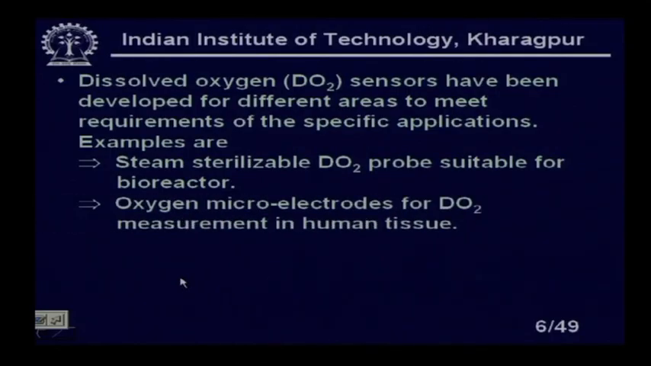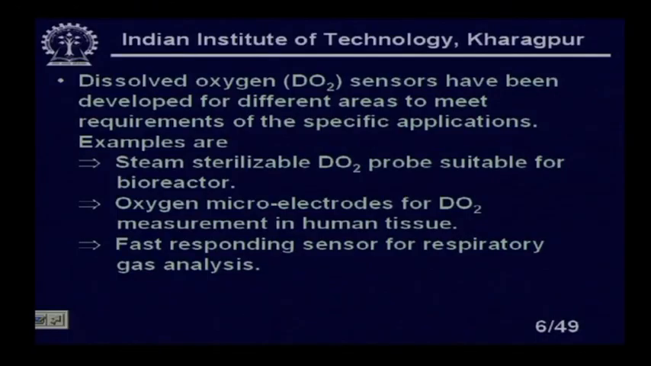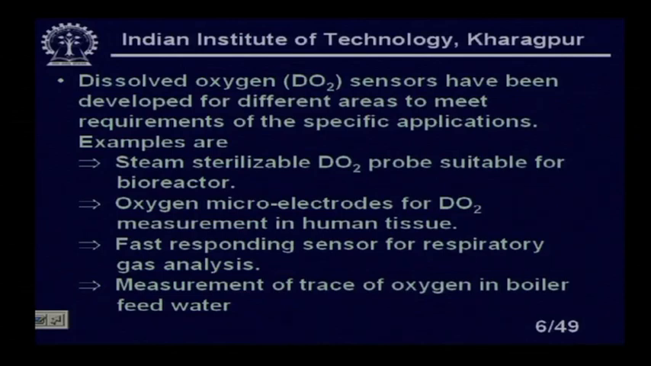Oxygen microelectrode for DO2 measurements in human tissues, right. Then the fast responding sensor for respiratory gas analysis, because in many cases the patients need to be fed oxygen. During that time you must know, because pure oxygen is very difficult, some form of impurity is always there. So, how much impurity there is you can also know from the dissolved oxygen. Measurement of trace oxygen in boiler feed water, because boiler feed water is also necessary in a thermal power plant, that is, how much oxygen is there in the feed water. So, that also can be an online measurement through this DO2 probe.